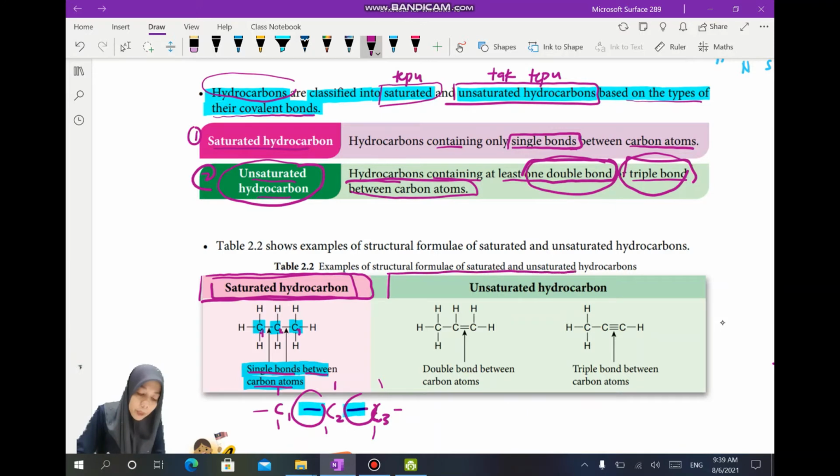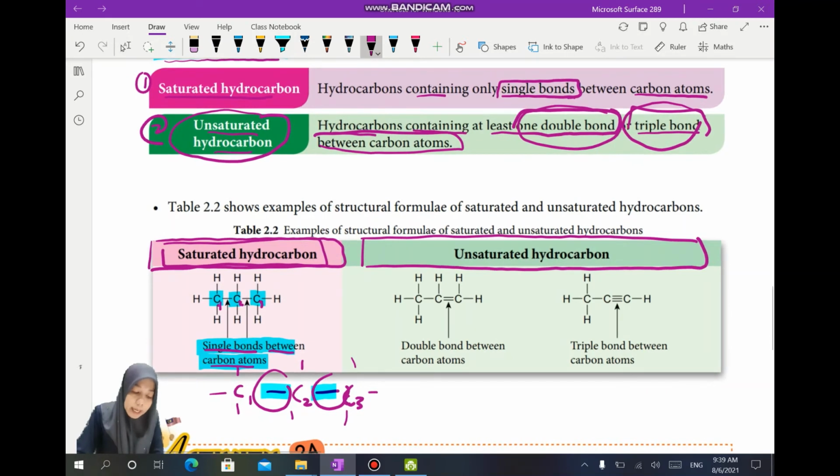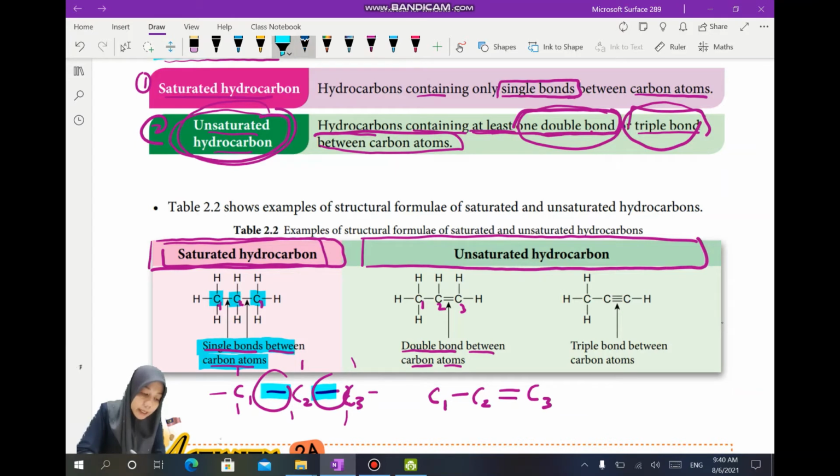Okay, kita tengok contoh for the structural formula here. For the unsaturated hydrocarbon, kamu tengok this one. It has double bond between carbon atoms. Katakanlah ini adalah C1, C2, C3. Dia kata at least, sekurang-kurangnya ada satu double bond sahaja pun dah dikira sebagai unsaturated hydrocarbon. C1 dengan C2 ikatan single bond, but antara C2 dengan C3 ada double bond.